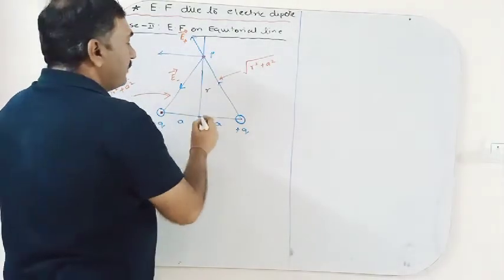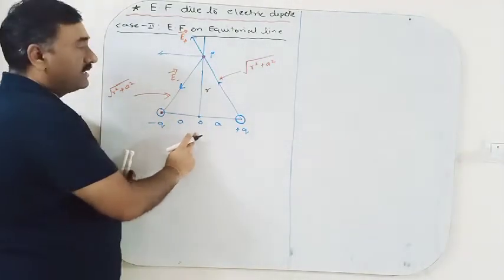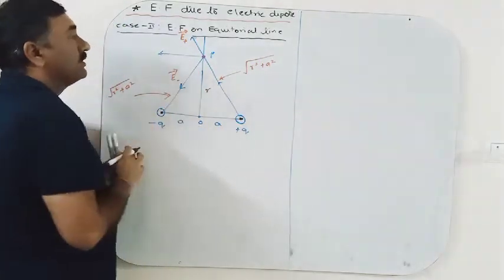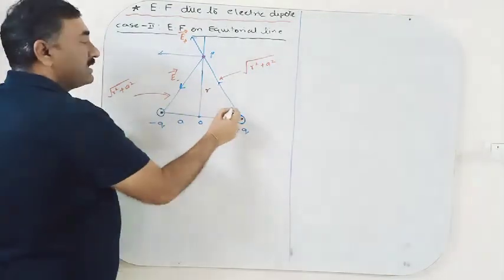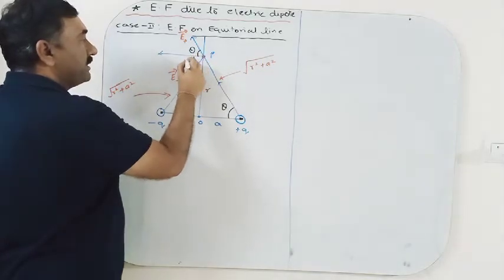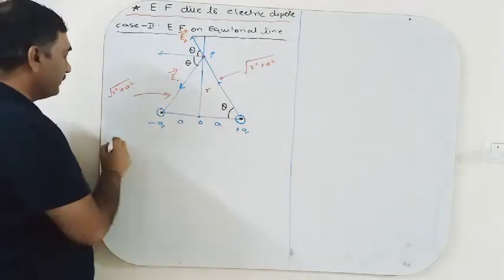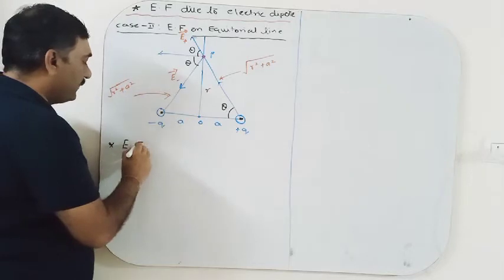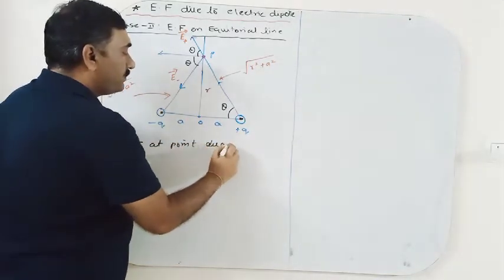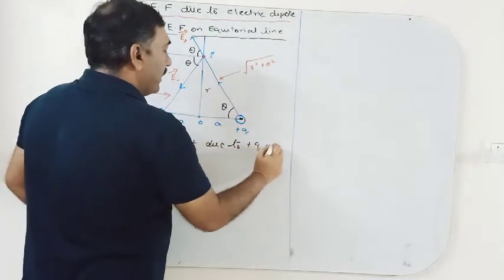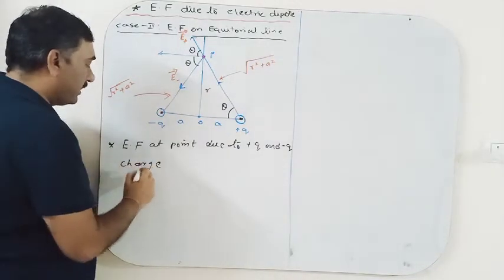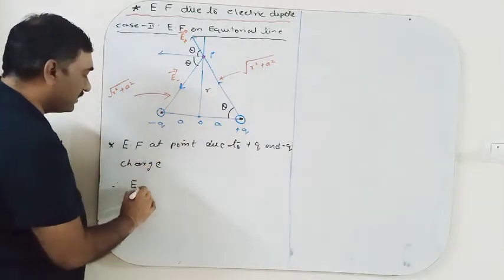Suppose P is any point which is at a distance of r from the origin, and we consider the electric field at point P due to plus q and minus q charges. Here the electric field is making an angle of theta, here also angle theta, similarly theta. The magnitude of their electric fields will remain the same.